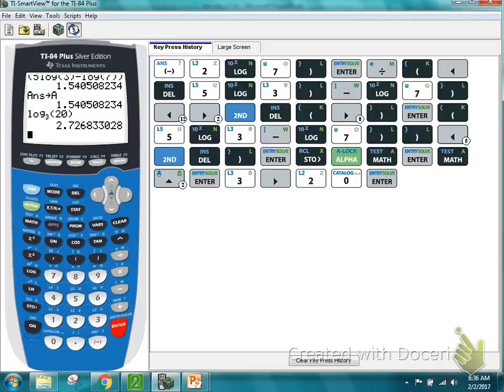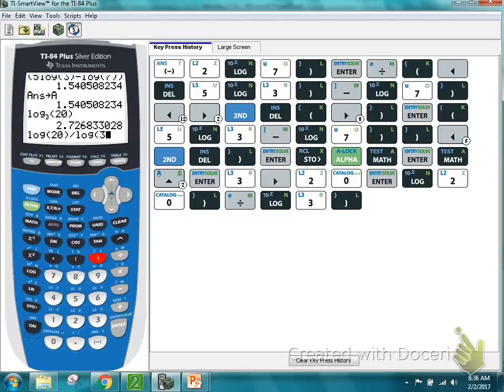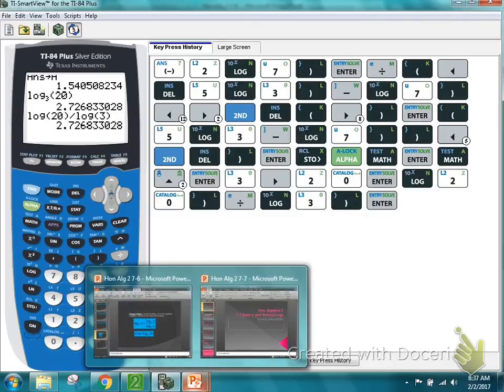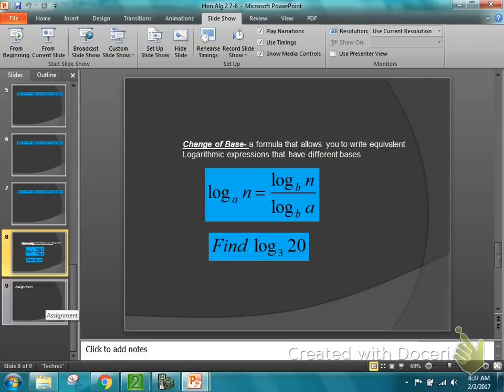The other way you could do it is use your common log. So log of 20, close parenthesis, divide by log of 3, close parenthesis, hit enter, and you get the exact same answer. Like I said, not as relevant nowadays since all the new calculators have the log base function already in them, so it's not too big a deal. But for those of you that don't have it, make sure you know that.